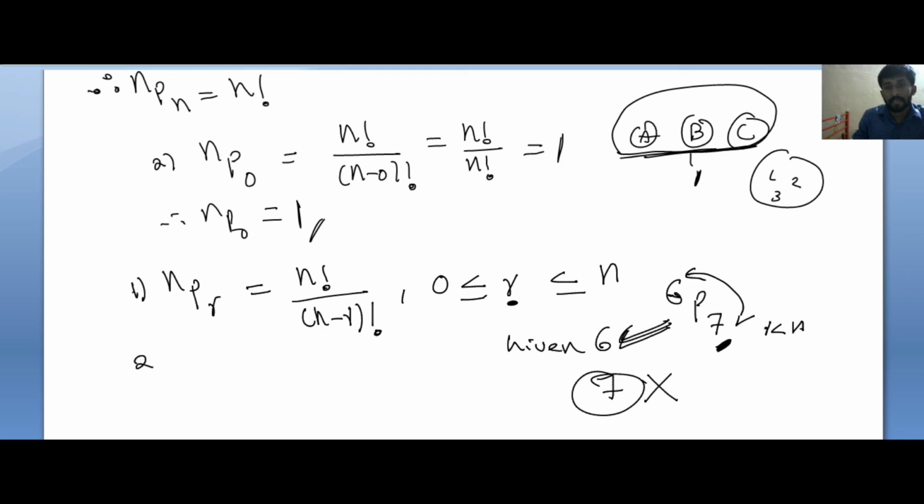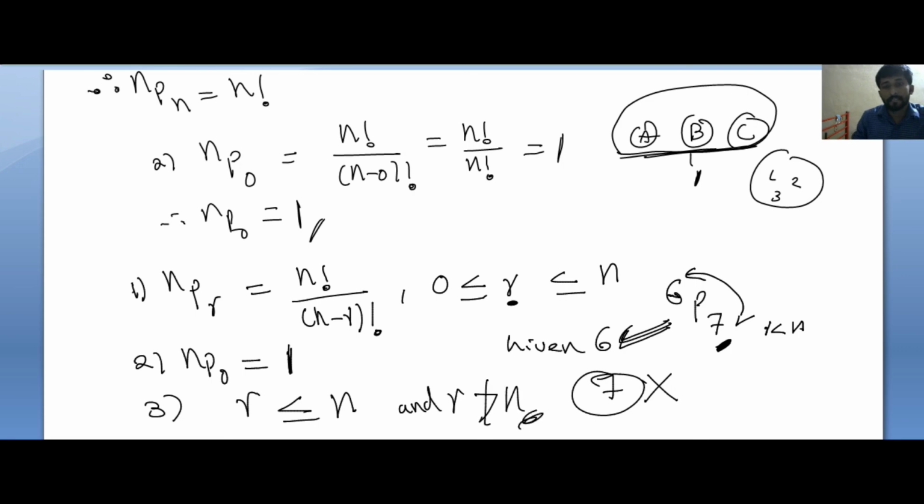Then the second formula is nP0, its value is equal to 1. Then third condition you need to remember, it's a very important condition. r value must be less than or equal to n. That means either r is less than n or r is equal to n, and r is not greater than n. These are three very important formulas you need to remember.